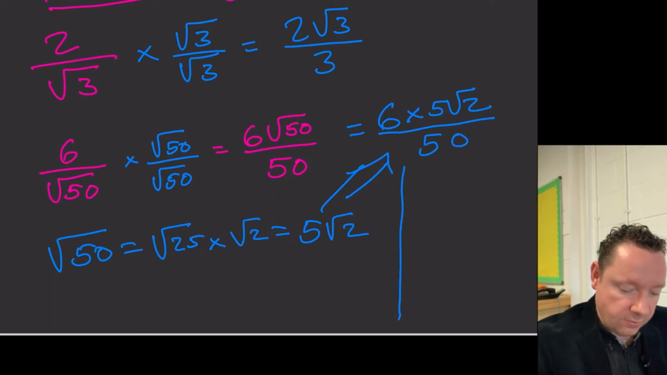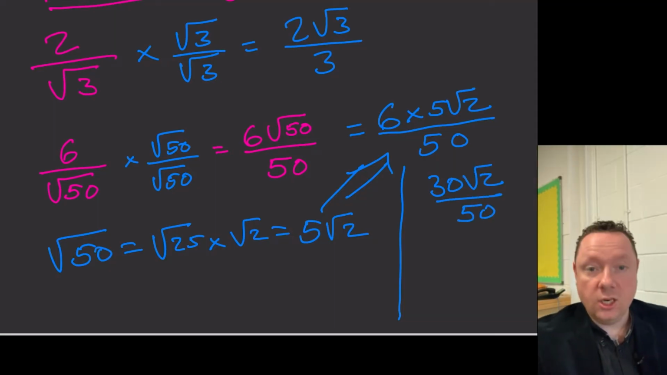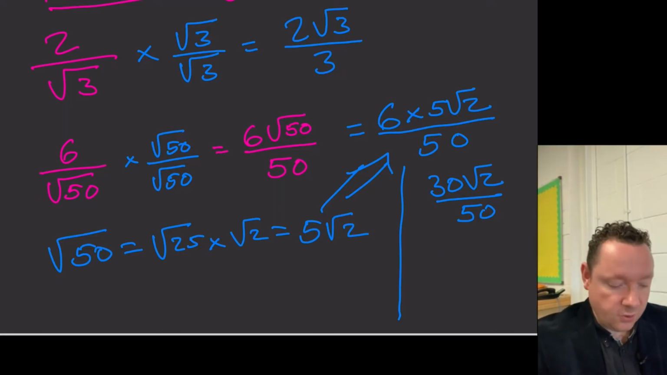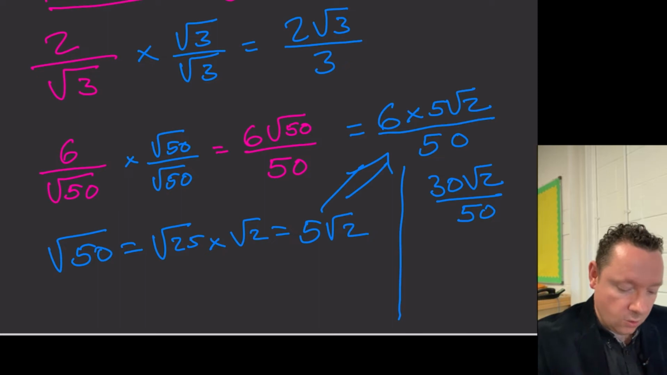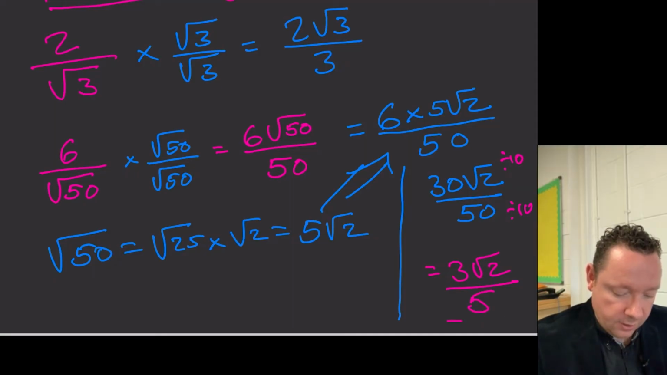So what does that equal? Well, 6 5s is 30, so that's 30 root 2 over 50. And now we've got this big fraction outside that we can simplify. The 30 and the 50 can be simplified to 3/5 by dividing by 10. So we're dividing the top by 10 and dividing the bottom by 10 to get 3 root 2 over 5. And we're done there.